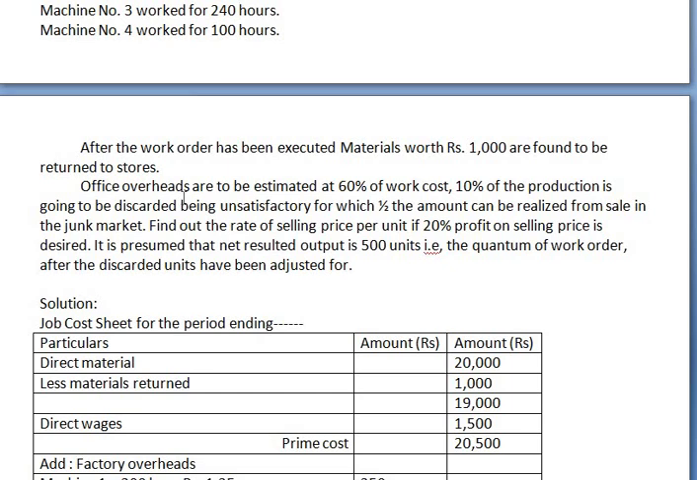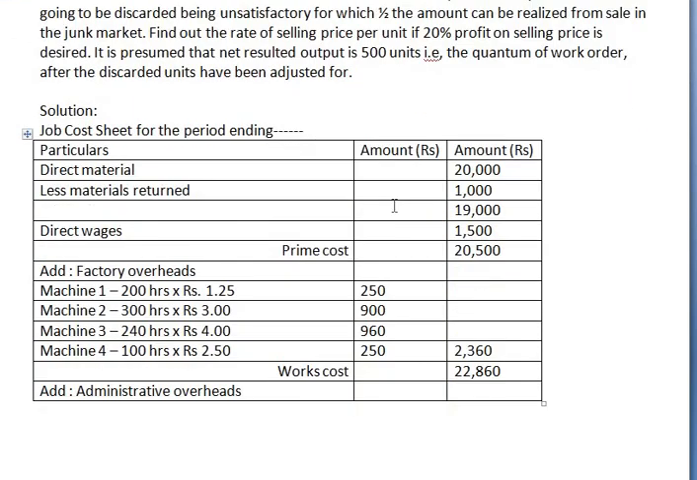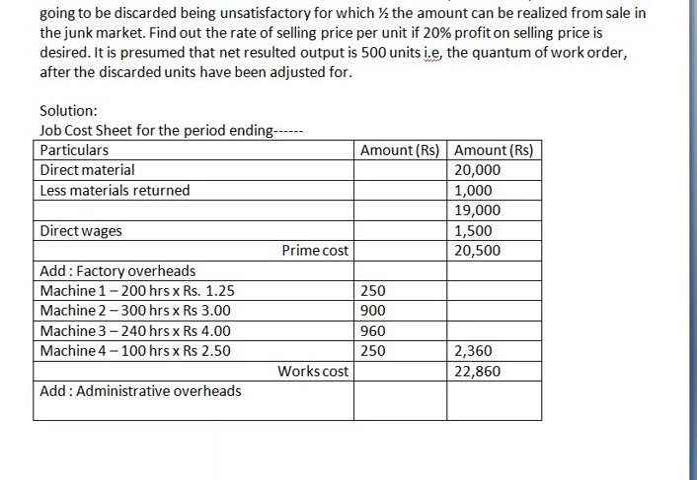Office overheads, that is administrative overheads, are to be estimated at 60% of works cost. Now we know works cost, that is 22,860, right? So 60% it is 22,860 into 60 divided by 100. Okay, so that is 13,716.